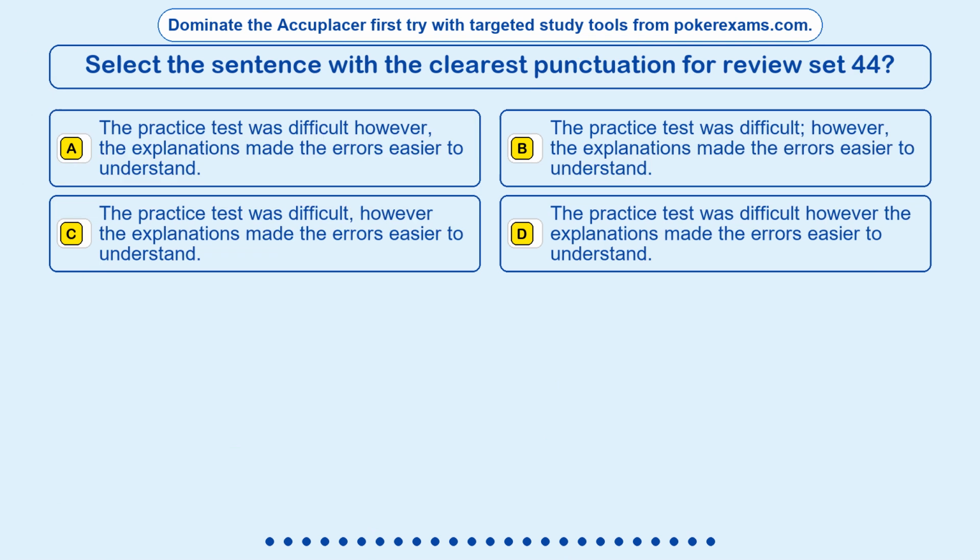Question 19. Select the sentence with the clearest punctuation for review set 44. Option A. The practice test was difficult, however, the explanations made the errors easier to understand. Option B. The practice test was difficult, however, the explanations made the errors easier to understand. Option C. The practice test was difficult, however, the explanations made the errors easier to understand. Option D. The practice test was difficult, however, the explanations made the errors easier to understand.